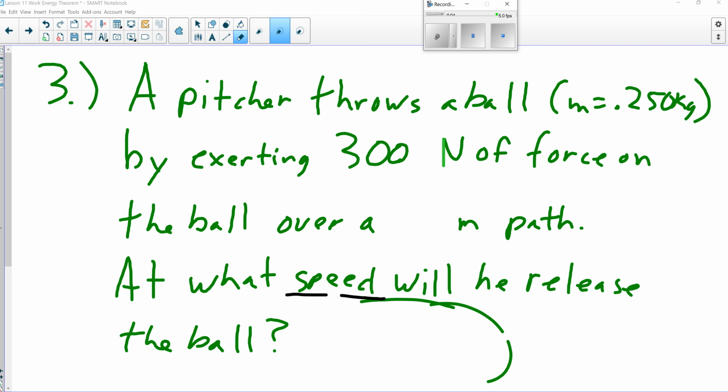Okay, so I just did it and it worked out to be an unreasonable number. So I'm going to change this down to 0.6 meters.